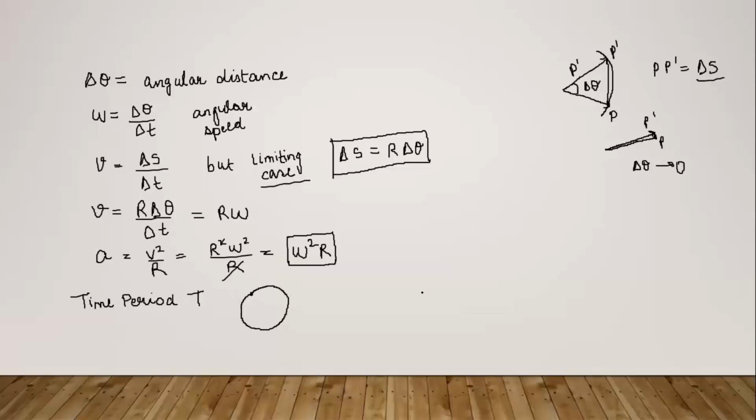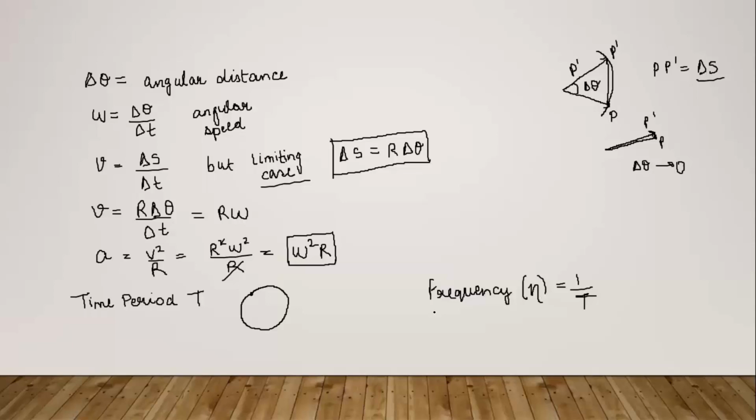The other thing is that the number of revolutions that the particle makes in 1 second is called the frequency. We will denote frequency with this symbol, called eta, and that is equal to 1 upon time period, 1 upon T. So basically this frequency tells us how many revolutions the particle has made in 1 second.